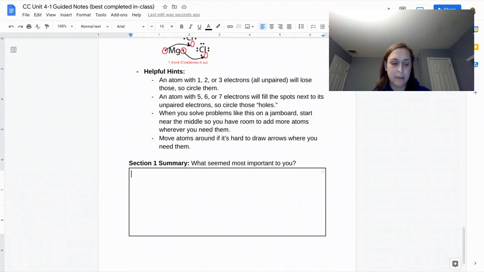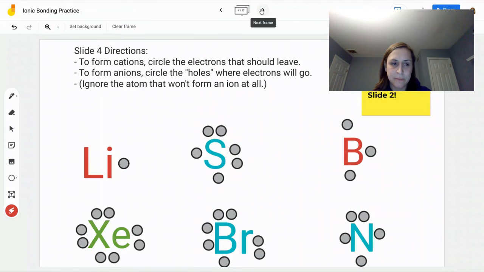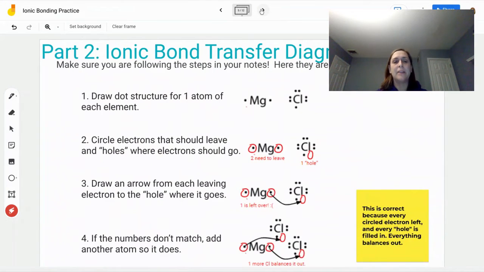All right, you may need to pause while you open it up, but now we're going into the Jamboard. Okay, and the ionic bond transfer diagrams start at slide 5. You see that you have a set of those instructions from the guided notes right in here again. Let's do this out on the next slide.